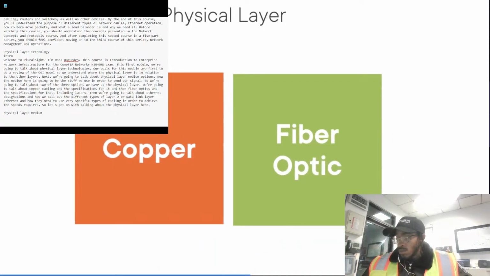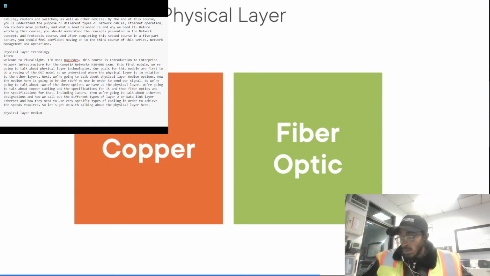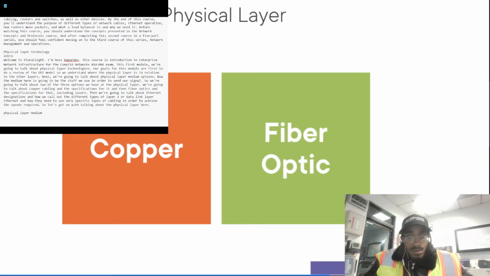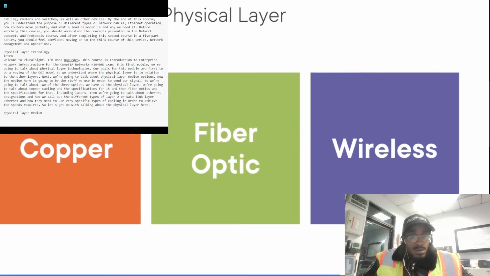The second option we have is fiber optics. Fiber optics is going to be a very thin strand of glass that we use a laser to shoot a type of light through. So it's actually photons that are carrying the messages that we're trying to send over our data network. The last option, which we're going to save for another module in this course, is wireless.